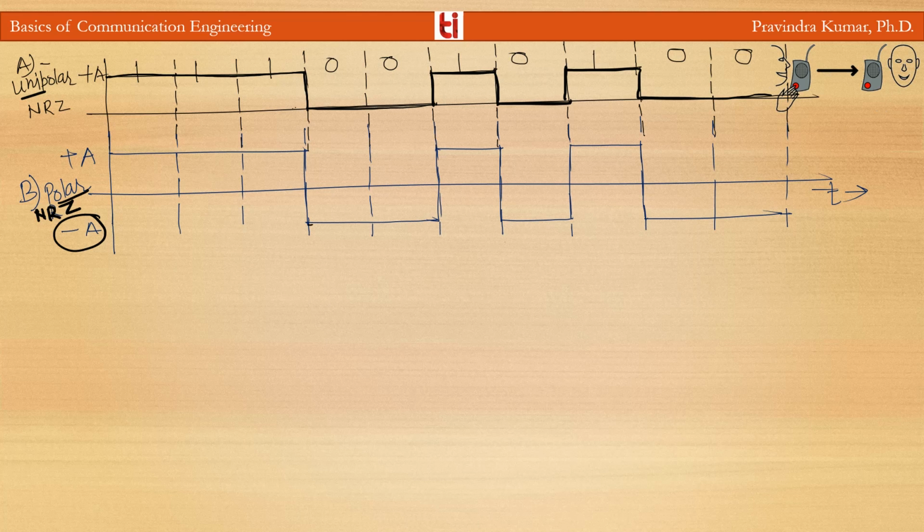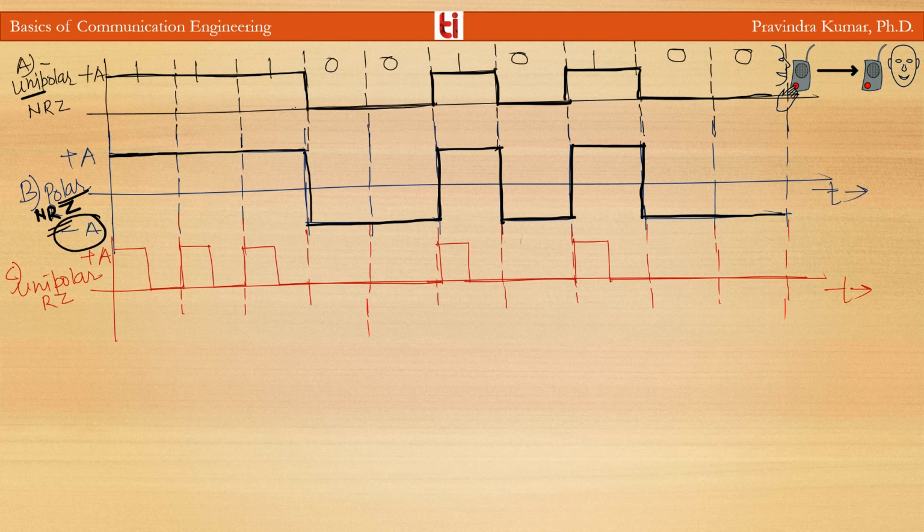So for 1 it is plus A, plus A, plus A, and for 0 the pulse amplitude is minus A. So plus A, minus A, plus A, and then minus A. Here pulses are on both sides of the time axis, so that's why it is polar. And NRZ means in the duration of the bit, the pulses will not return to 0, so this is NRZ.